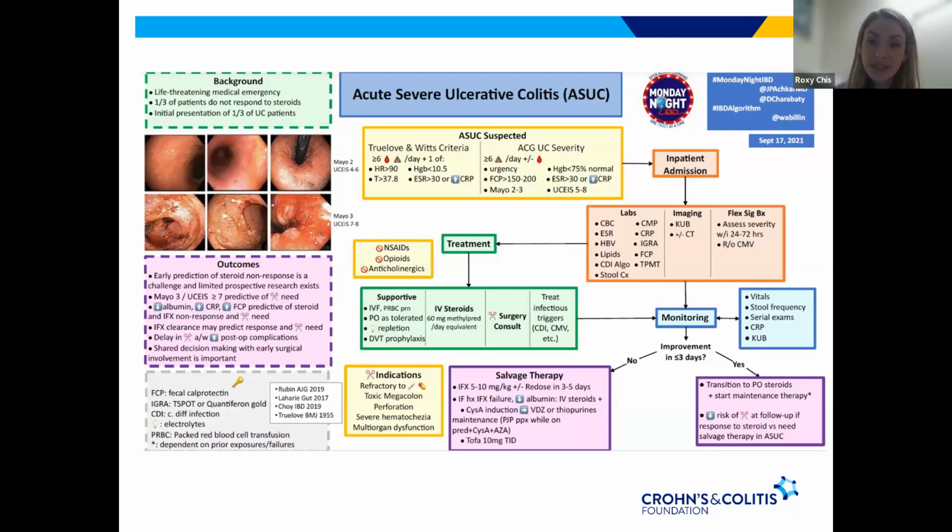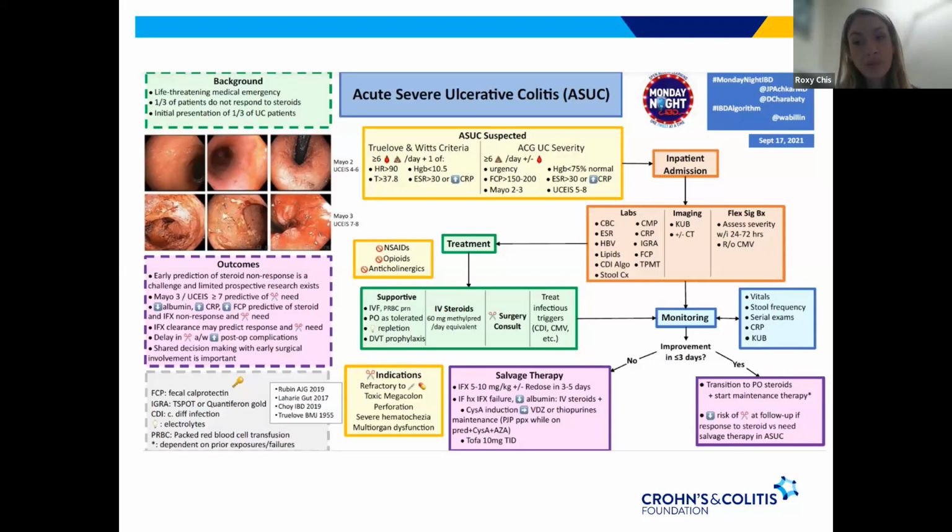When do we suspect acute severe ulcerative colitis? When patients present with more than 6 loose, bloody bowel movements in a day, and then one of the following criteria: a heart rate over 90, so just tachycardia; a fever, so temperature over 37.8; anemia, so hemoglobin of less than 100, these are just American units; and then an elevated C-reactive protein, which is what we talked about at the beginning.